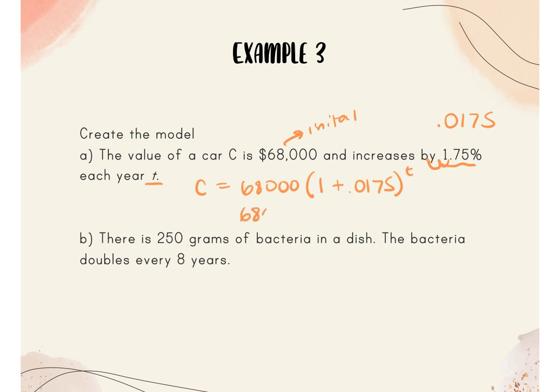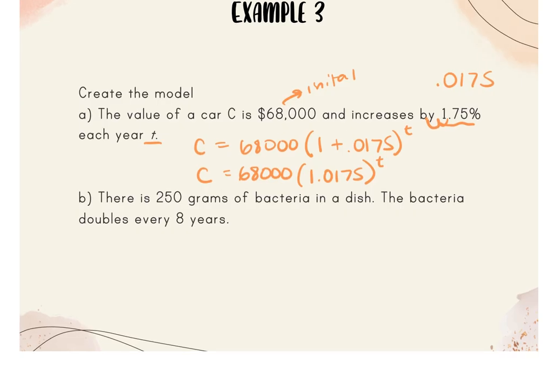And I'll take it one step further: 68,000 times 1.0175 raised to the t. And then we would simply ask what's the value of the car after 10 years, and you plug 10 in for t. So this is a car that's obviously gaining value as the years go, maybe a classic car.